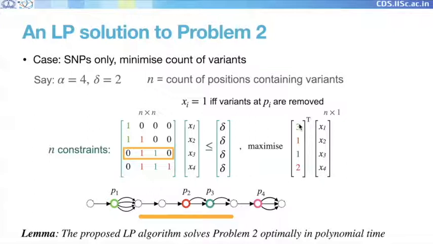Although solving ILP is NP complete, the constraint matrix here has a special structure of having consecutive ones in a row. It turns out that this special case of ILP is known to be optimally solvable in polynomial time using LP relaxation.